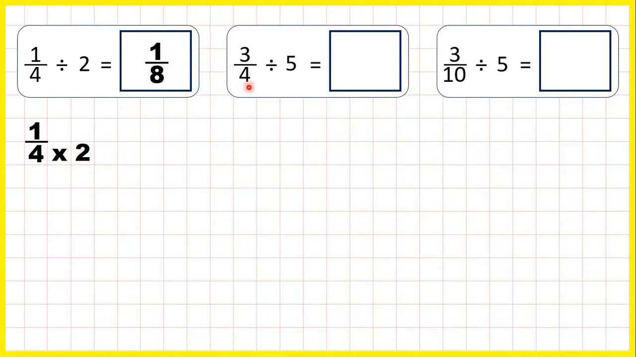Now we have 3/4 divided by 5, so we write out the fraction and multiply the denominator by 5. So that's 3/20, because 4 times 5 is 20.